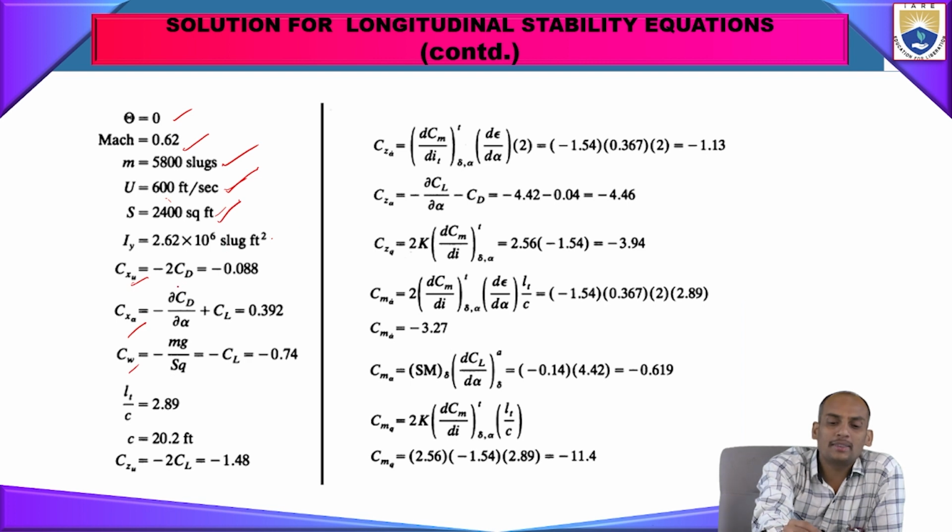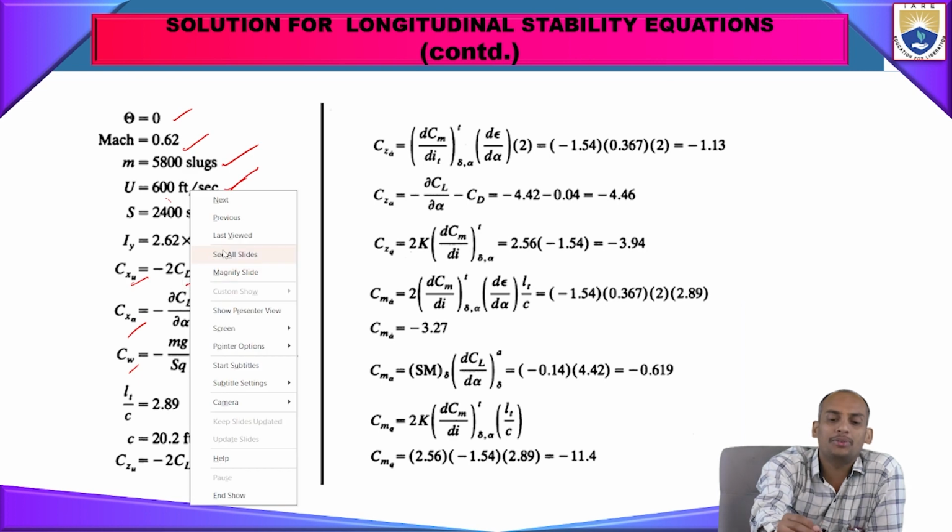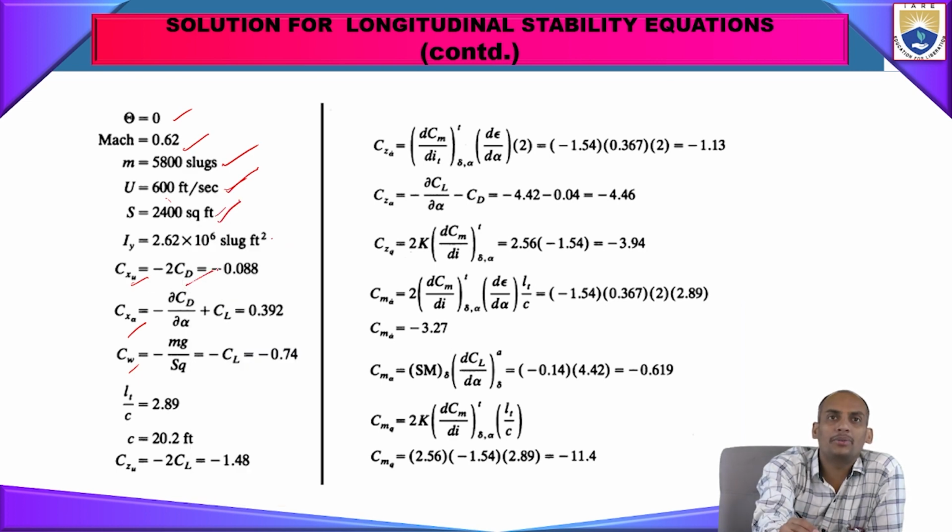So CXU and CW can be taken out from direct formula substitution only. CXU, you can write it like -2 CD. The CD value for this is already around 0.44. So if it is 0.44, then the CXU value will be minus 0.088, and the CXA will be coming from dou CD by dou alpha, and the CD will be taken out from this equation.